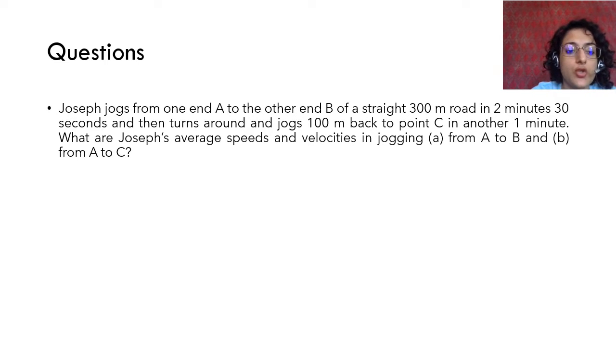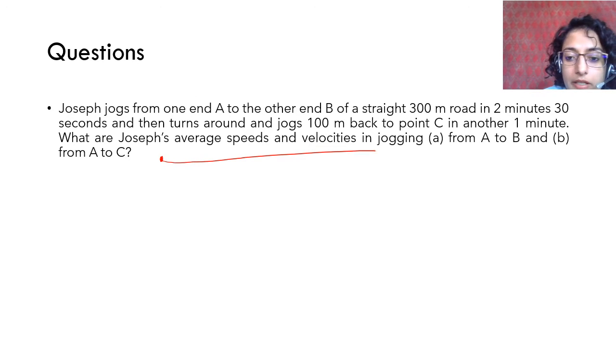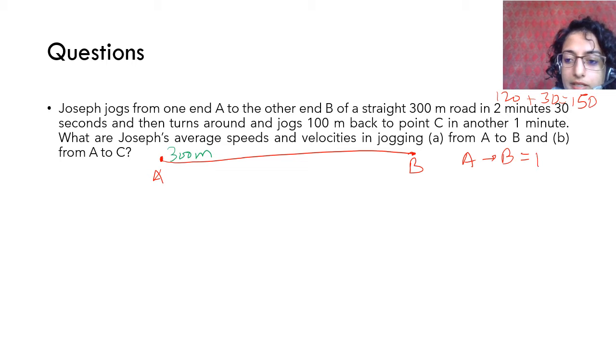Okay, next question. Joseph jogs from one end A to the other end B of a straight 300-meter road in 2 minutes 30 seconds. First part, ठीक है? He jogs from one end A to the other end B. This is a 300-meter road. ठीक है? In 2 minutes, so A to B, in 2 minutes 120 plus 30 seconds is equal to 150 seconds. So he does it in 150 seconds.